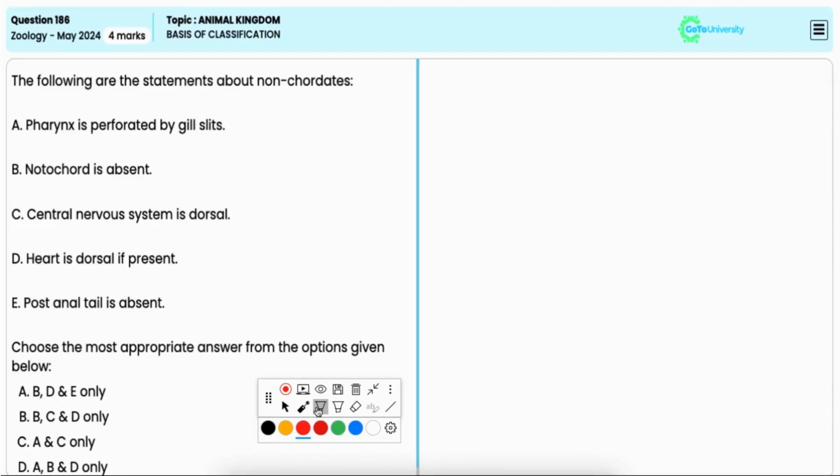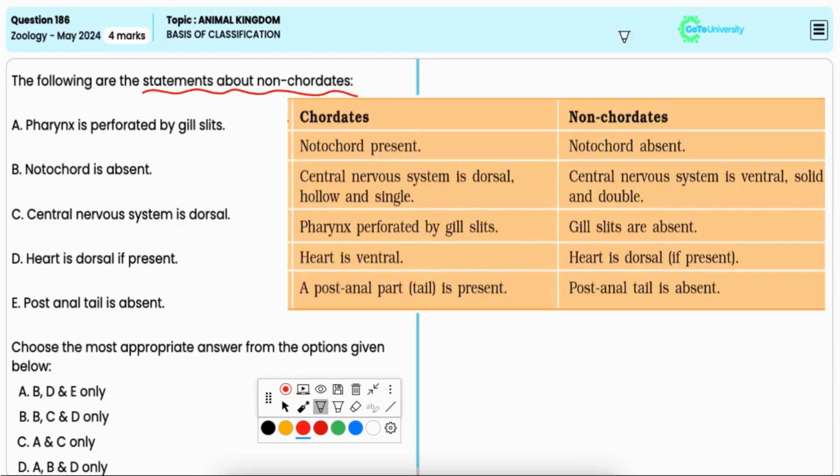In these questions, you have to choose the option that includes the set of statements about non-chordates. Now, A. Pharynx is perforated by gill slits. This is a characteristic of chordates and not non-chordates. B. Notochord is absent. Now, this is correct for non-chordates because a notochord is a defining feature of the chordates.